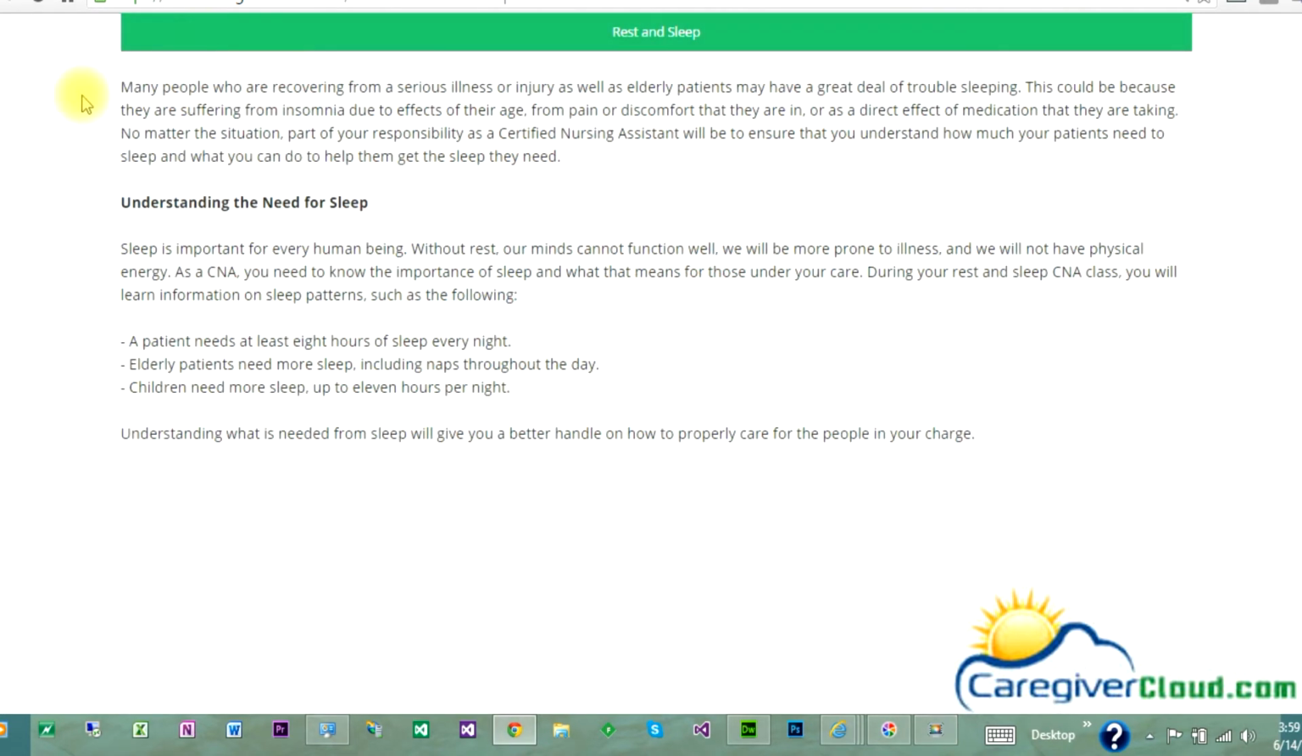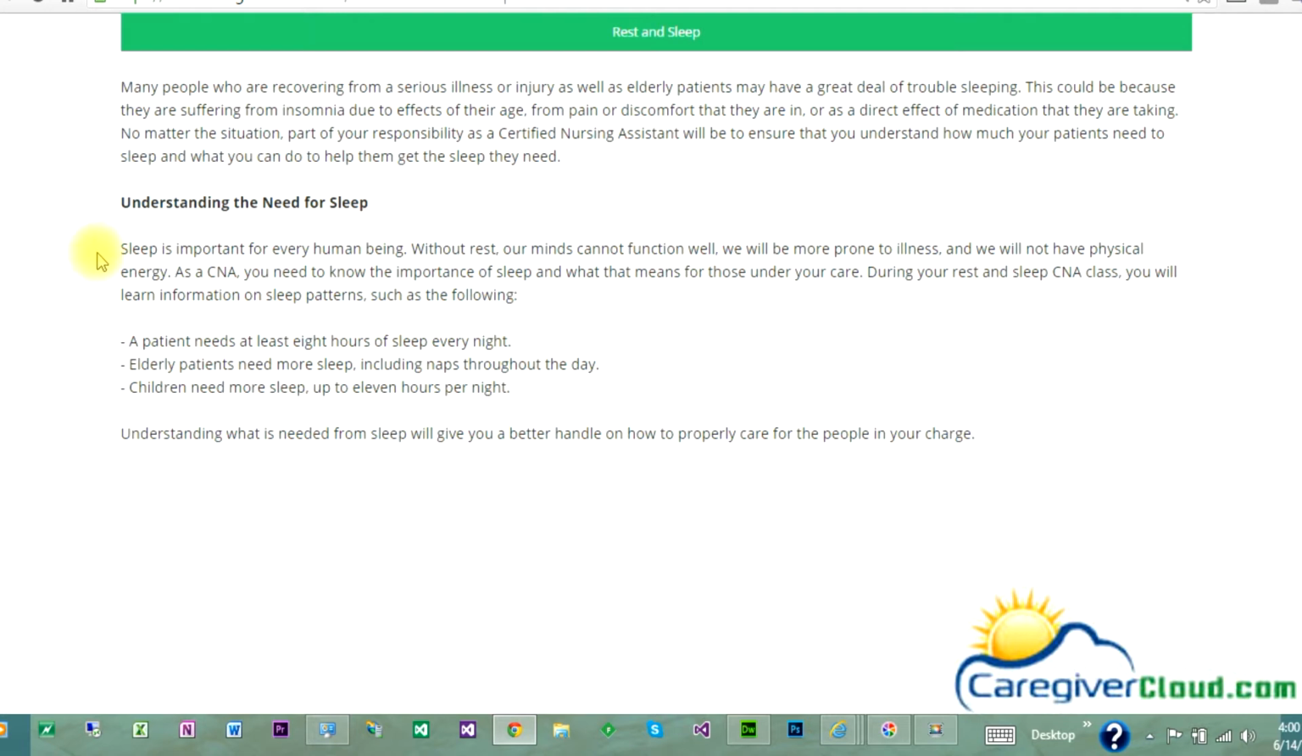Many people who are recovering from a serious illness or injury, as well as elderly patients, may have a great deal of trouble sleeping. This could be because they are suffering from insomnia due to the effects of their age, from pain or discomfort that they are in, or as a direct result of medication that they are taking. No matter the situation, part of your responsibility as a certified nursing assistant will be to ensure that you understand how much your patients need to sleep and what you can do to help them get the sleep they need.